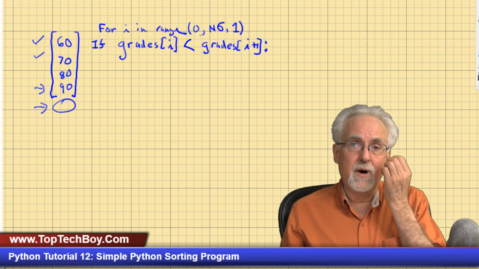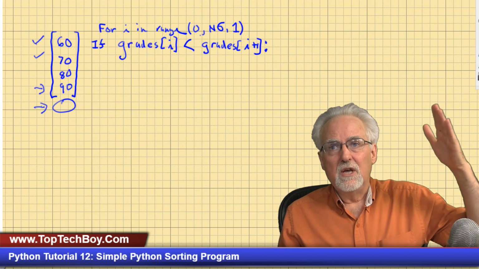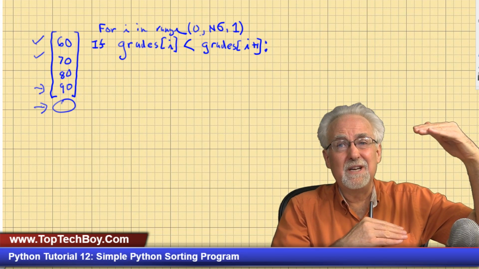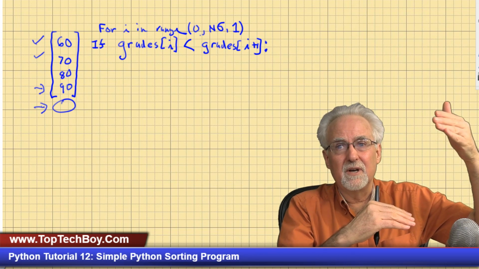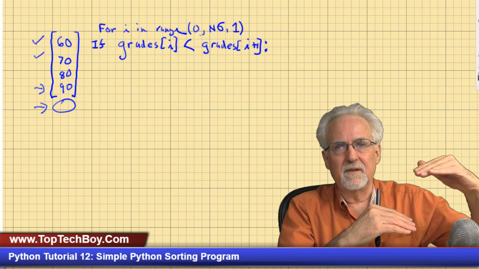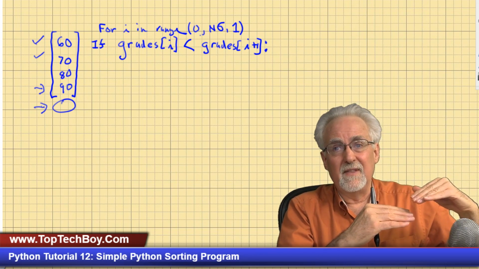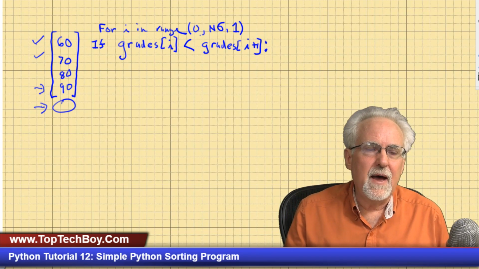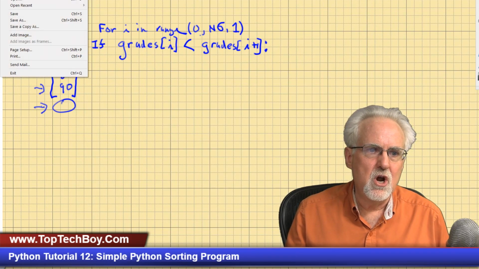And that's one of the reasons why these programs crash, because you think, well, I got 4 grades, I need to go through the list 4 times. No, you need to go through 3 times, because you're going to compare first to second, second to third, and then third to fourth, and then you don't want to go through that last time. And so I hope that makes sense, because that is one of the things that makes this program not work.